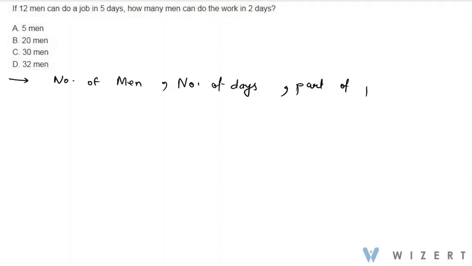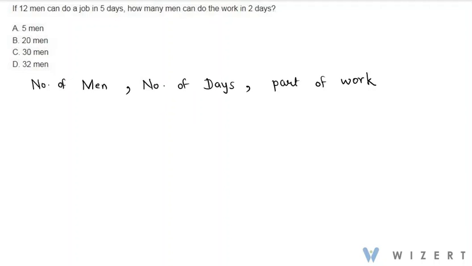So what will we have to do? We'll have to keep one of these variables or parameters constant at a time and then use the unitary method on the remaining two variables. So let us start with varying number of days and part of work. So number of men will be constant. Number of men is given as 12.